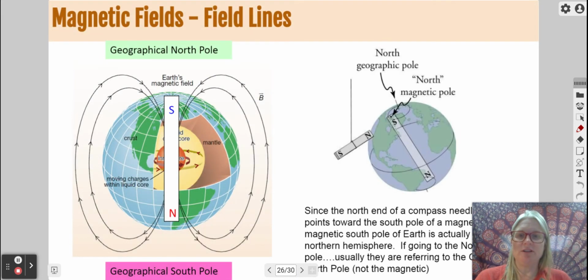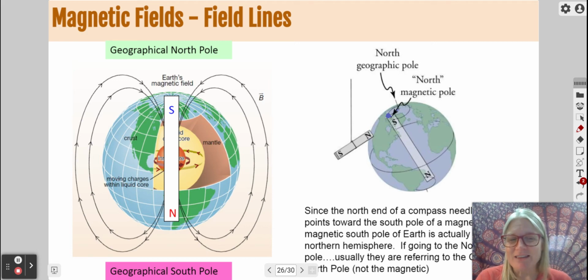Another interesting little tidbit here is that, first off, the Earth's magnetic poles and geographic poles don't line up. Your geographic north is about here, but the magnetic north is slightly over here a bit more, right? So it's kind of off tilt a little bit. It's not exactly the way we'd like to look at it on our maps.